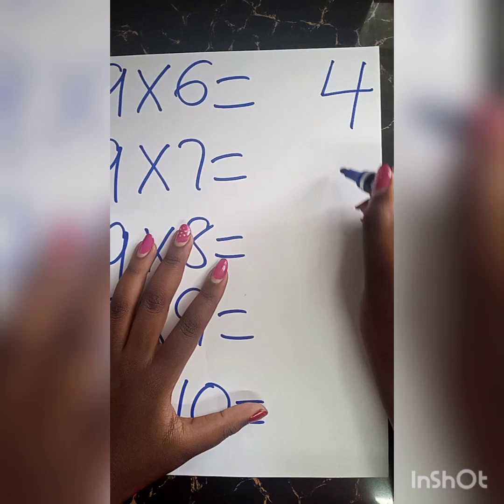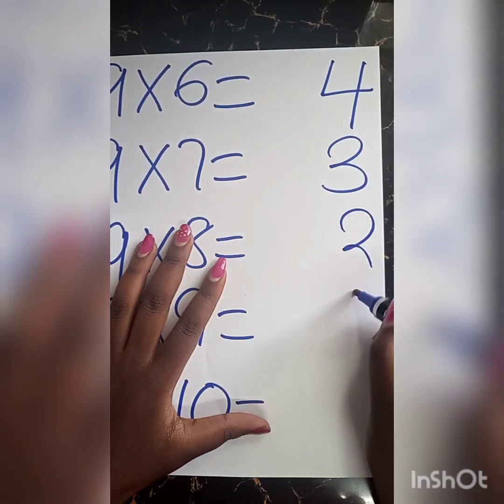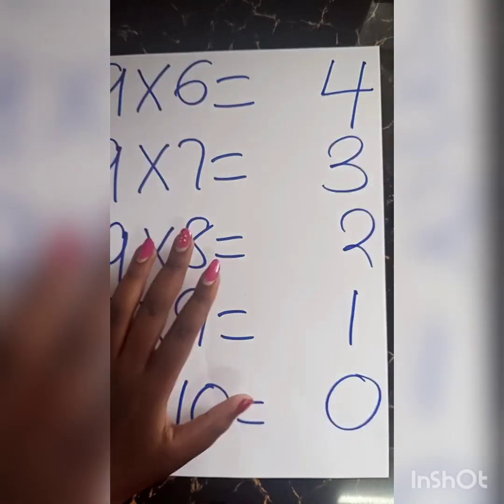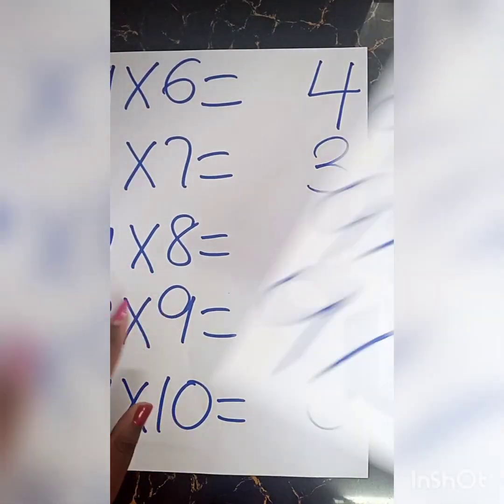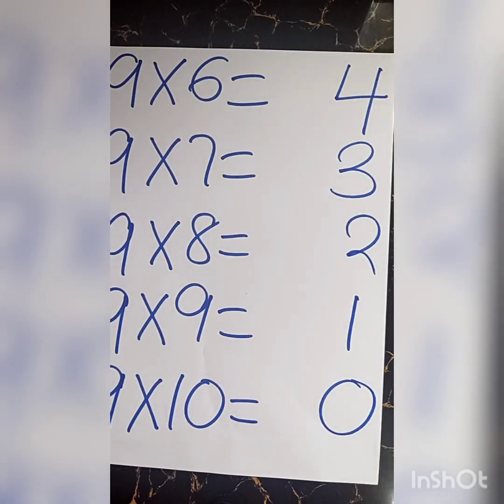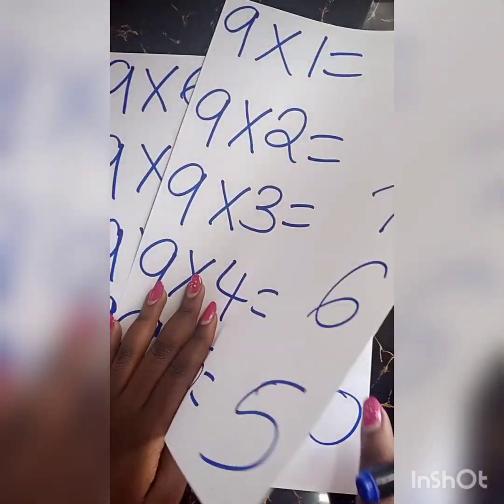4, 3, 2, 1, 0. Okay? So you've written 9 to 0 in descending order. Okay, so what do we write for the numbers in the tens place? So for the tens place, we write all the numbers from 0 to 9 in ascending order. Ascending order just means from the smallest to the largest.